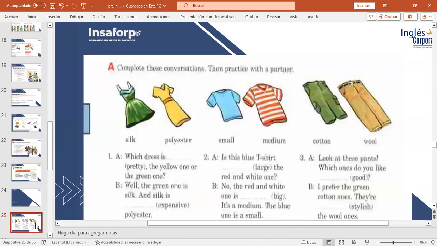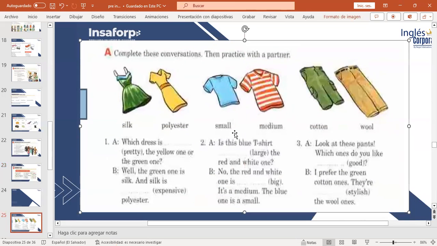Now, I want you to complete this exercise. We have 1, 2, and 3.